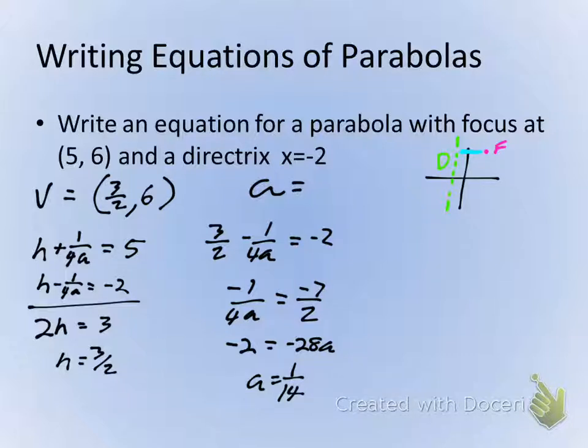Last step, write the equation. You know your vertex is (3/2, 6), about right there. Since it opens to the right, it's going to be x equals 1/14 times (y minus 6) quantity squared, plus 3 halves.